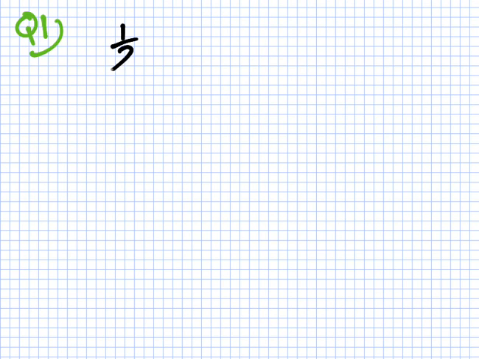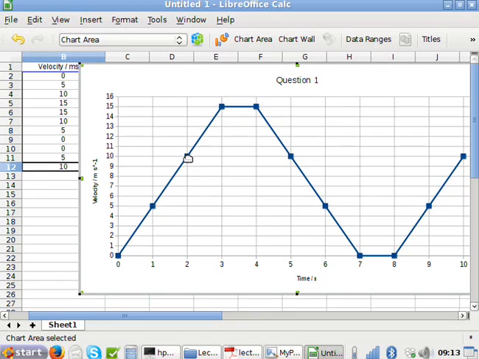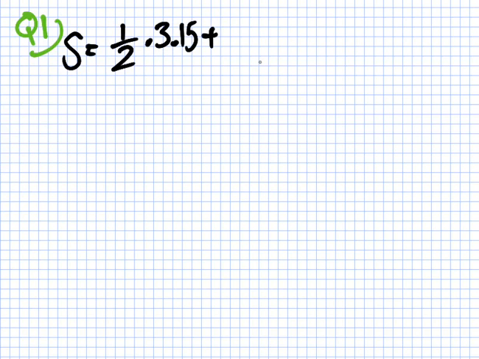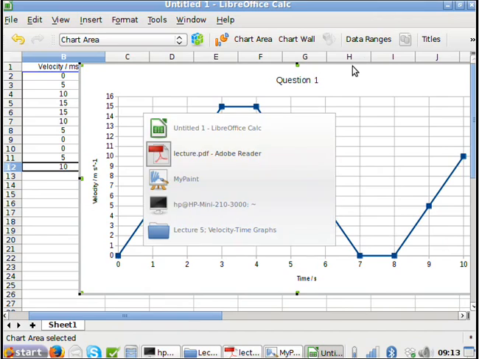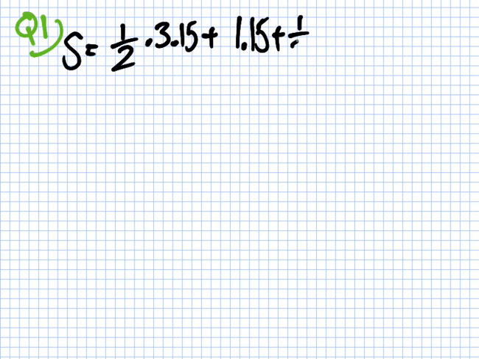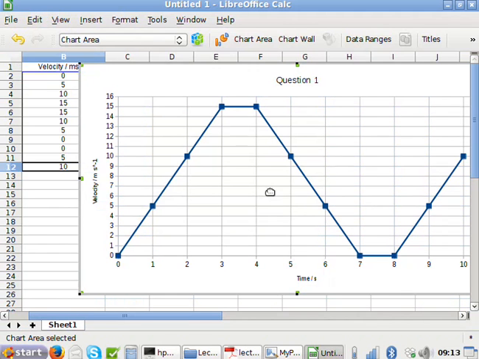Work of art. Now we can really see the area here because each box is 1 by 1. So the first shape is going to be a triangle from 0 to 3, and then 0 to 15. So that's a half times 3 times 15. So let's write that one down. Question 1 is a half times 3 times 15.